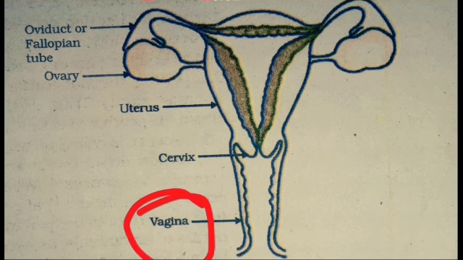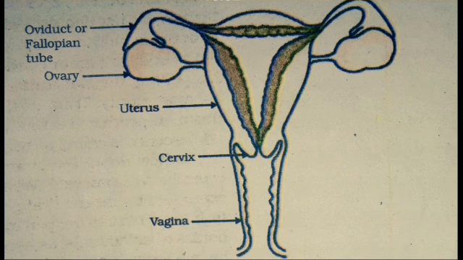Then is the vagina. The vagina is the passage where the sperms are deposited by the penis of the male reproductive system during sexual intercourse. Now you all have understood the organs of the female reproductive system. Now let's see the production of the female gametes.